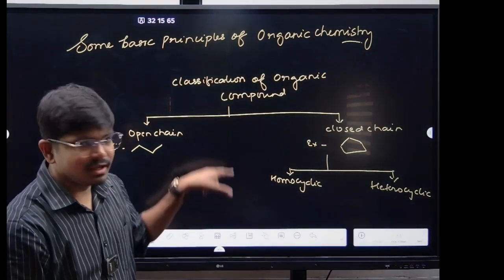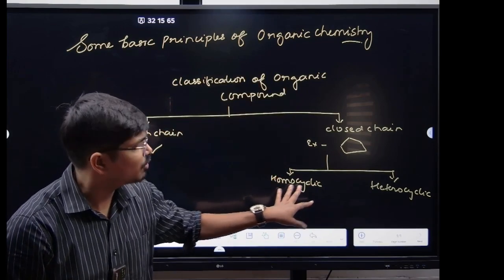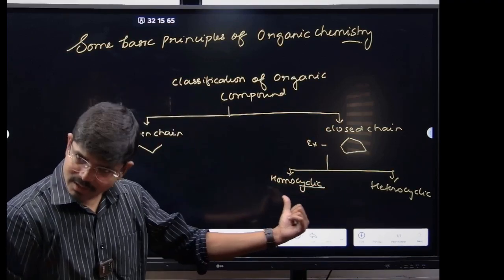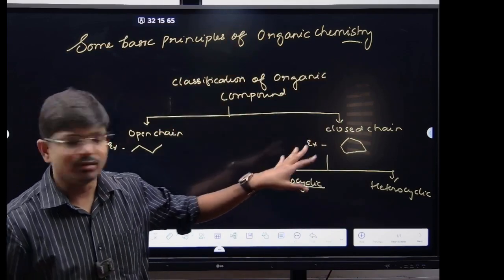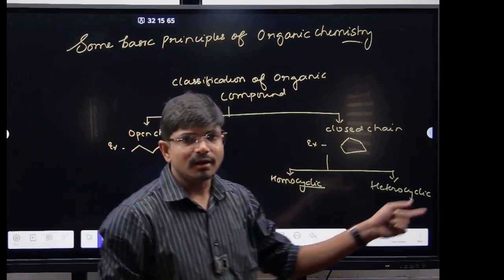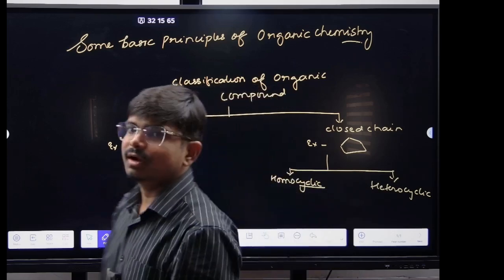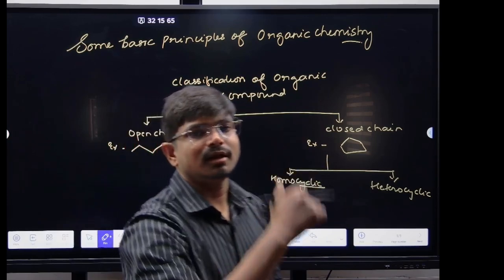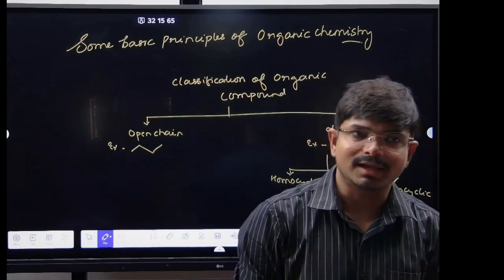So if in the ring only carbon atoms are there, that will be in the category of homocyclic compound. Cyclic means ring, homo means same. Hetero means different one, right? Suppose the ring contains carbon and oxygen, or suppose the ring contains carbon and nitrogen, that will fall under the category of heterocyclic compound.